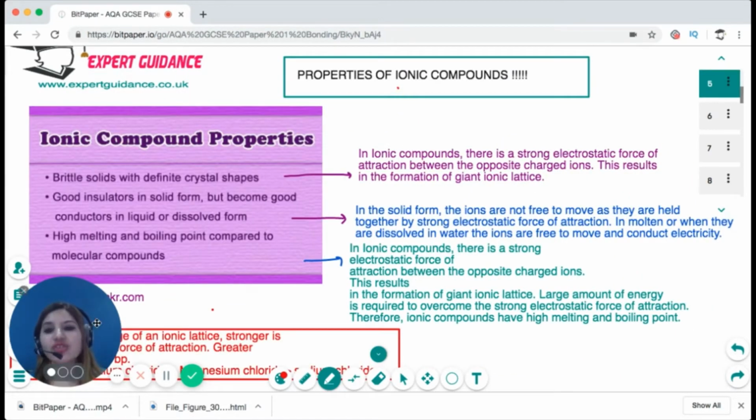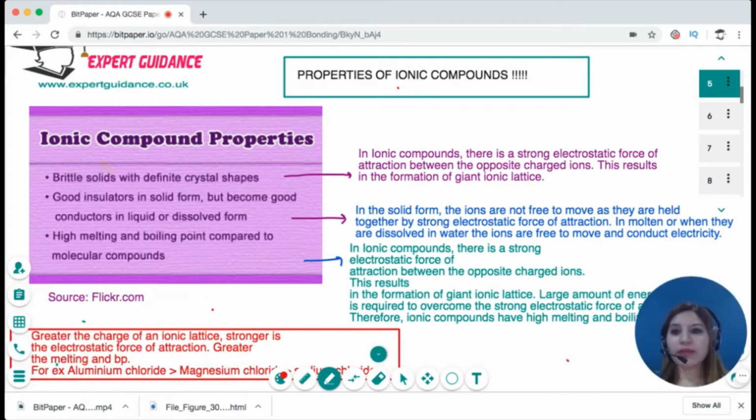Next, you should know the properties of ionic compounds. They are brittle solids with a definite crystal shape. They are good insulators in solid form but become good conductors, and this is very important, in liquid or dissolved form. They have high melting and boiling points compared to molecular compounds.